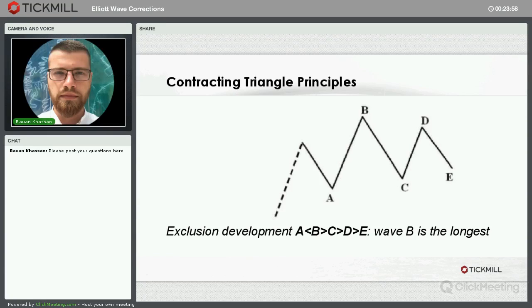The same as in nature, of course, sometimes there are exclusions. And the specific kind of exclusion is presented on the visible scheme at the moment, where wave B is the longest one.